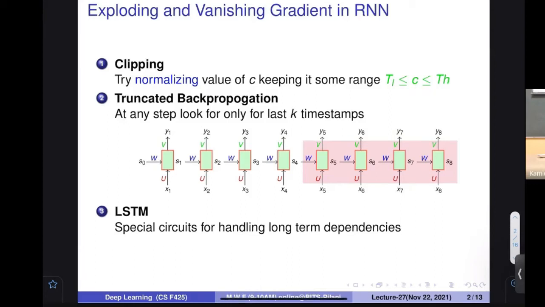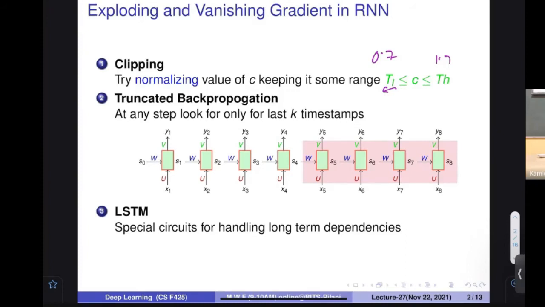Another method could be: if the delta W that we were talking about goes beyond some upper threshold, we say I'm not going to use the actual value. Instead, I'm going to use some smaller value, maybe my threshold, for example, 1.7 or so. Similarly, if this multiplication becomes very small, I can take, for example, 0.7. If it is going to be below 0.7, I am going to use 0.7. This is called clipping or truncated backpropagation.